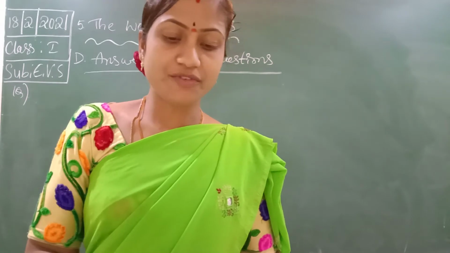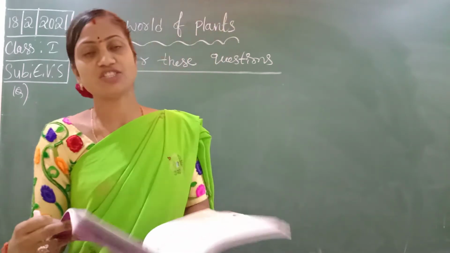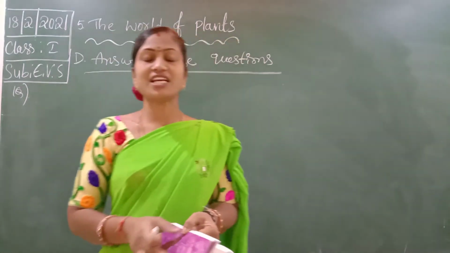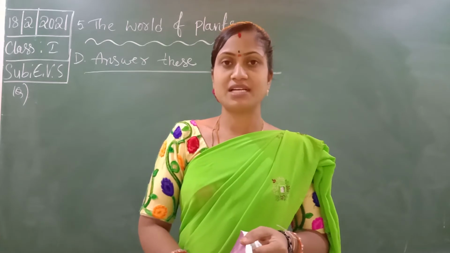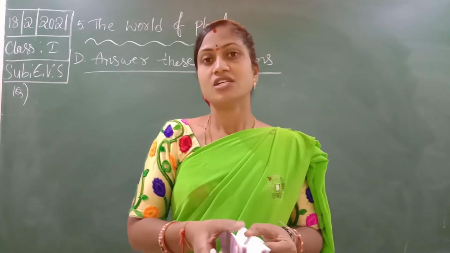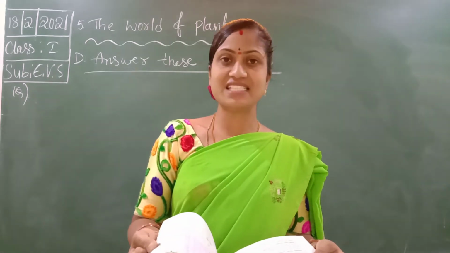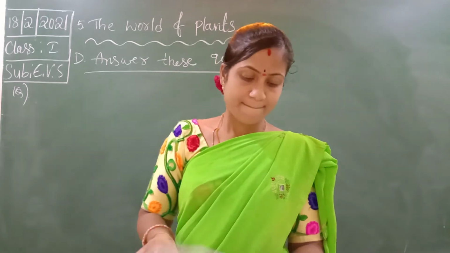Write the names of two trees and two climbers. You have to write two trees' names and two climbers' names. Two trees' names: neem, mango. Climbers: grapevine, sweet pea. Like that, peas. Okay, so next.